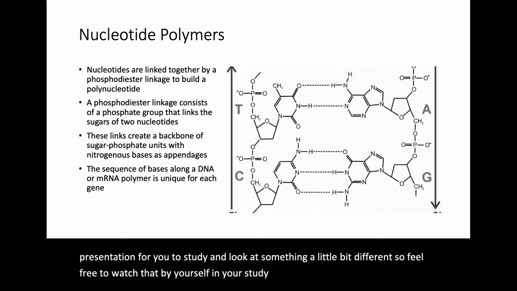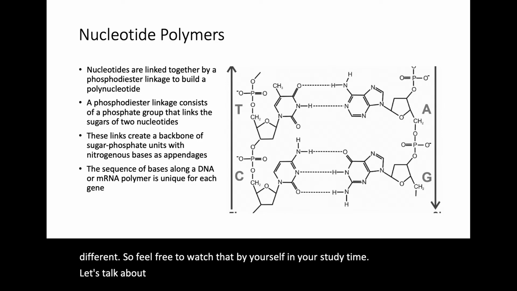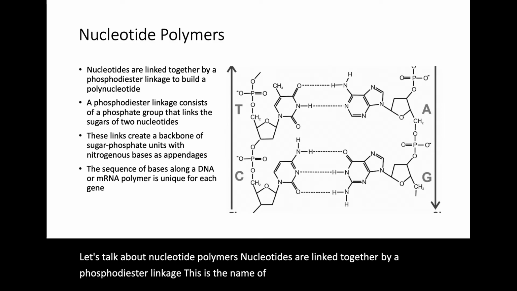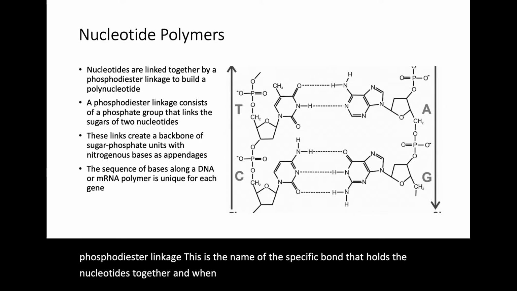Let's talk about nucleotide polymers. Nucleotides are linked together by a phosphodiester linkage. This is the name of the specific bond that holds the nucleotides together. And when this happens, they build a polynucleotide.